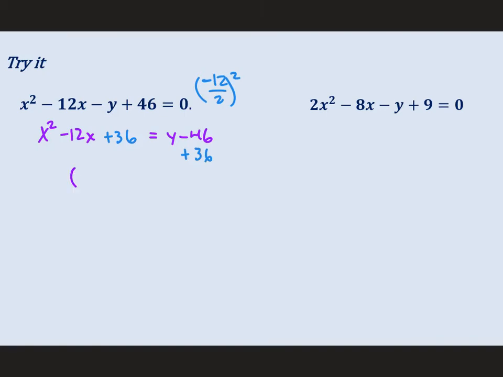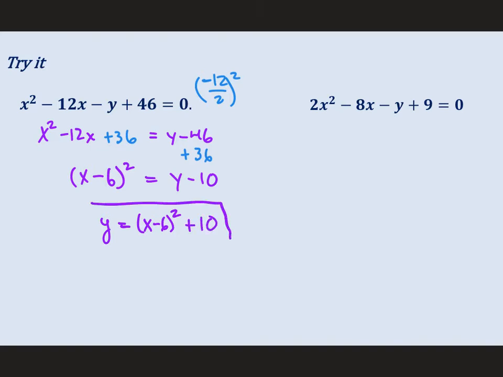The left side now factors to be x minus 6 times x minus 6, or x minus 6 squared, equals, the right side is y minus 10. Well, this one we don't have a common factor on this right side, so this is our little bit easier one. So we just have to add that 10 over, and we get a final answer of y equals x minus 6 in parentheses squared plus 10, and we're ready to graph that in vertex form.